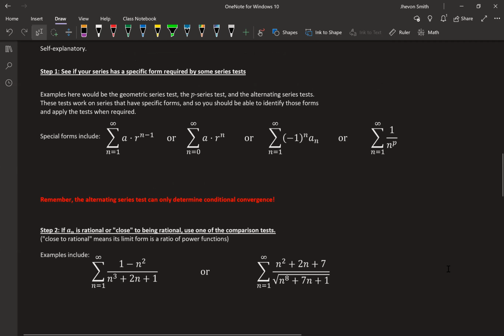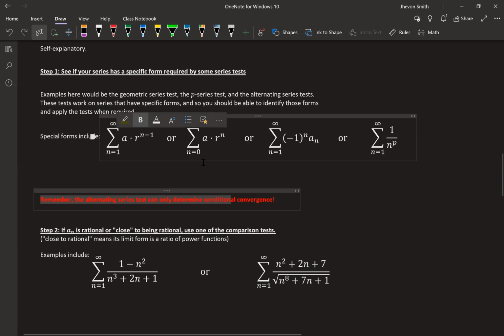Well, for one, see if your series has a specific form. Assuming none of the previous things I mentioned hold, there are some series tests that rely on specific forms. This means you can look at it and tell that, hey, you are in a specific form where I know a specific test that deals with that form. A geometric series is such a test. An alternating series test is such a test. And a P-series test is such a test. These have very specific forms that they can look like. A geometric series is going to look like one of the first two series here. An alternating series must look like that. And a P-series must look like this.